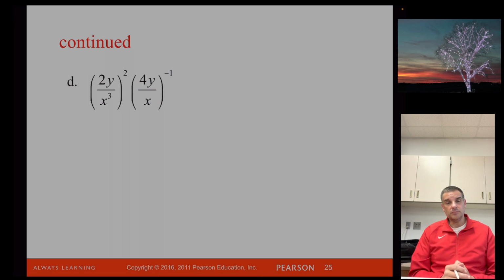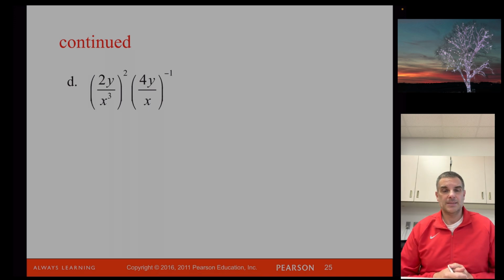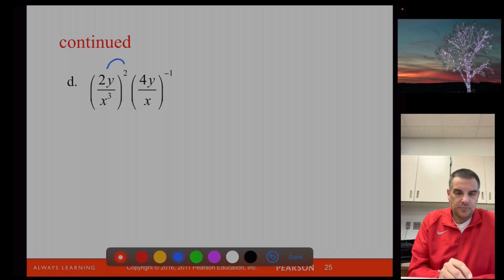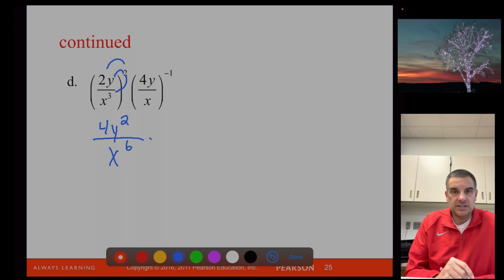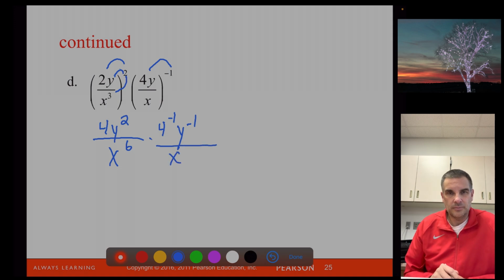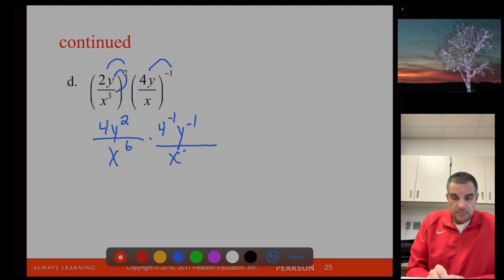Next one. A little more complicated still. So I'm going to break it down. I'm going to do the first part first. 2 squared is 4. y to the 2nd. I have to distribute the 2 there, there, and there. It's power to power, so it's going to be x to the 6th. I'm just going to go ahead and distribute this in here. This is going to be 4 to the negative 1, y to the negative 1 over x to the negative 1.